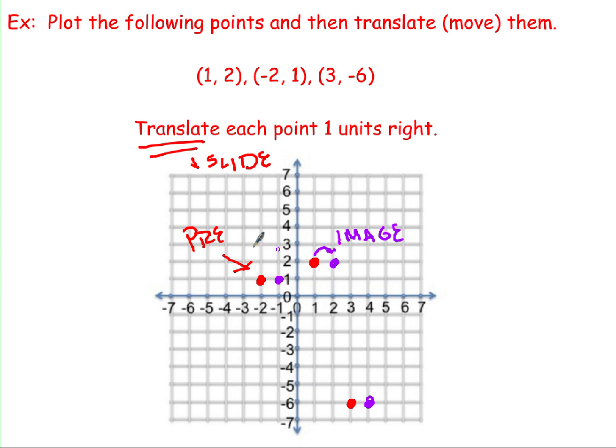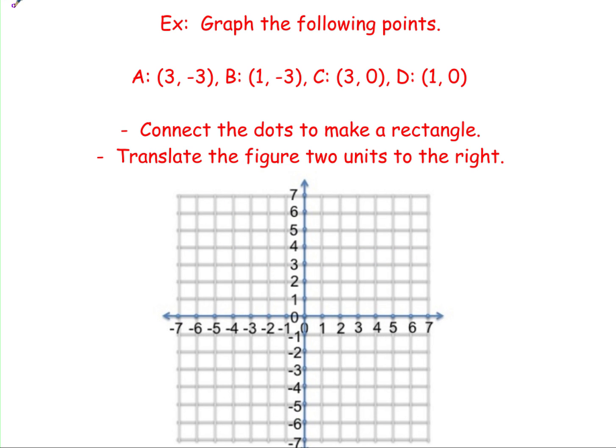Okay. All right, look at another one. So now I've got four points I need to plot. I'm going to do these in red. 3, negative 3, and then it's asking me to actually connect those points. 3, 0, and 1, 0. So I have a rectangle, and it's saying connect the dots to make a rectangle.